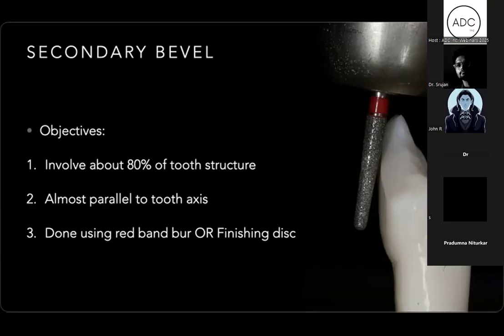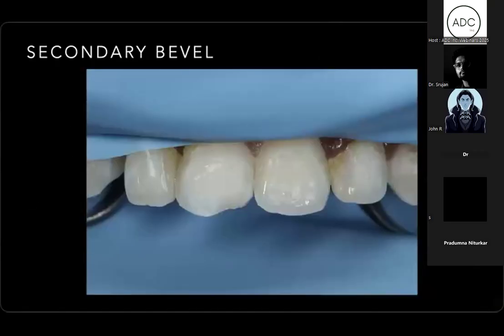Because we don't know where it is going to end. That's the beauty of it. This is going to mask the margin of primary bevel with the rest of the tooth surface. So you don't really know where your secondary bevel is ending or where your infinity bevel is ending. That's why it's called infinity bevel.